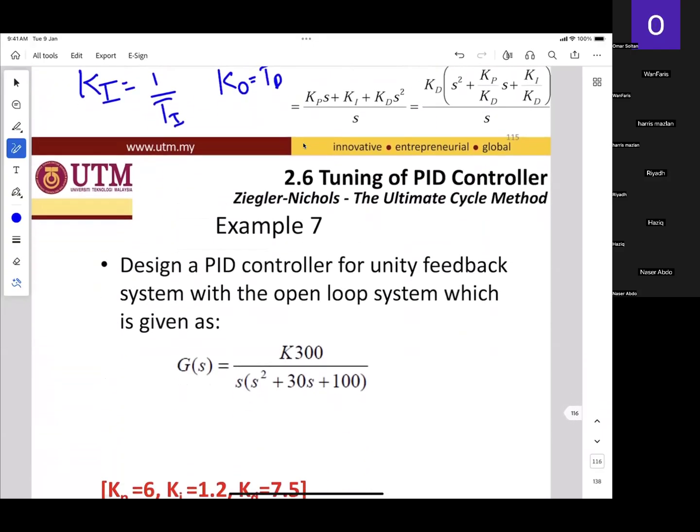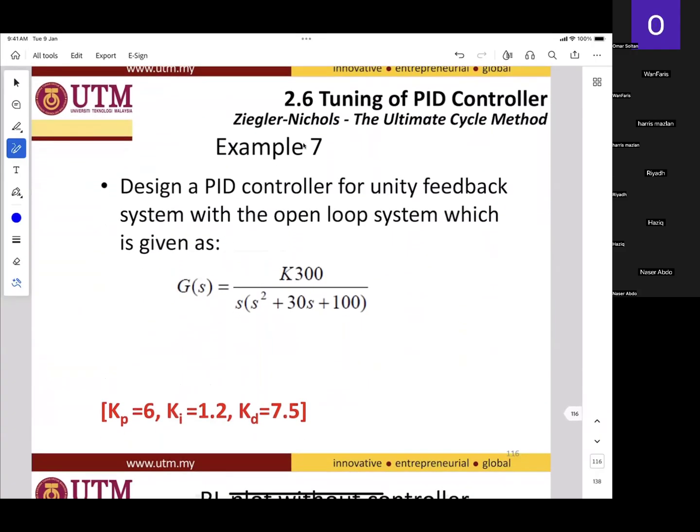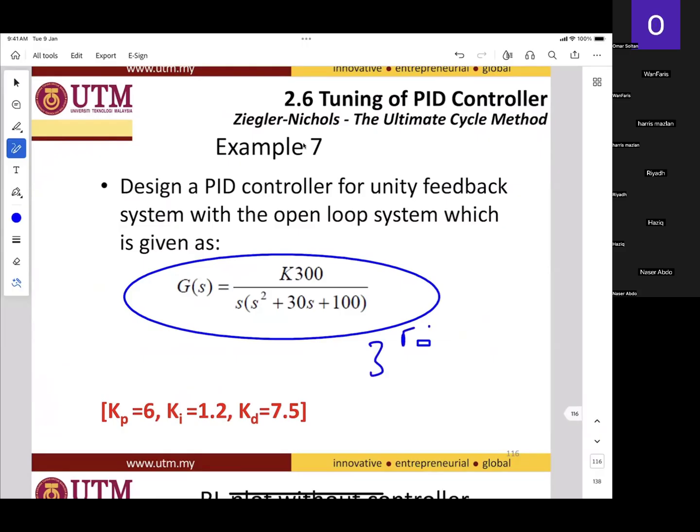Okay, we go to the examples using the ultimate cycle method. Design a PID controller for a unity feedback system with the open loop system given as 300K divided by S times S squared plus 30S plus 100. So it is a third order system with type 1.